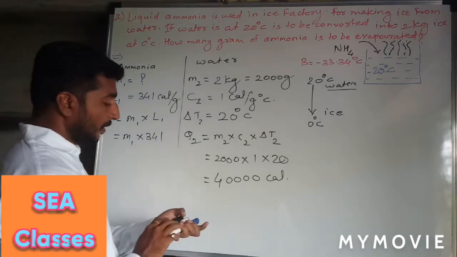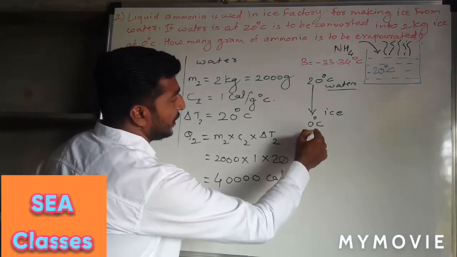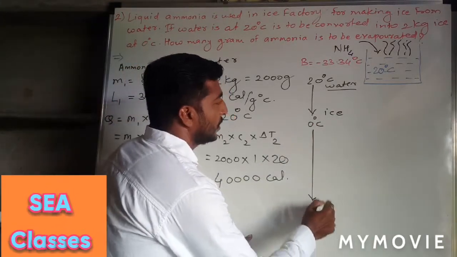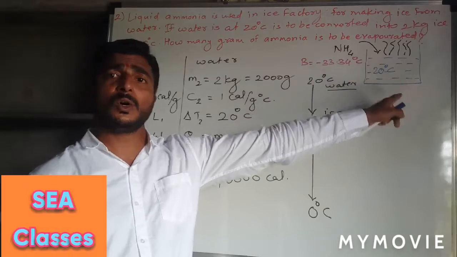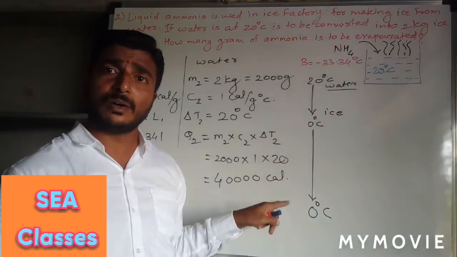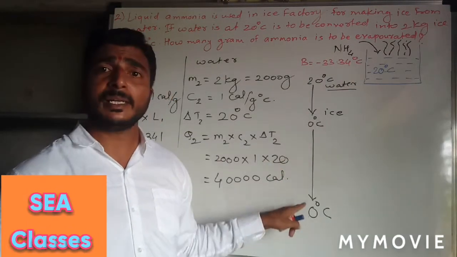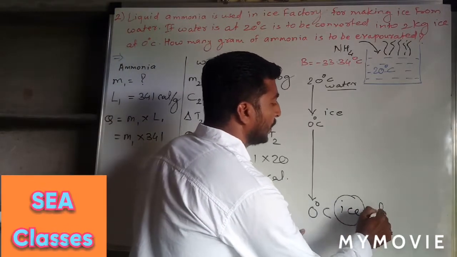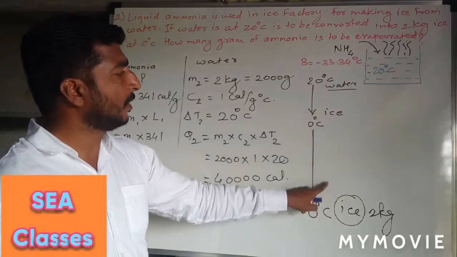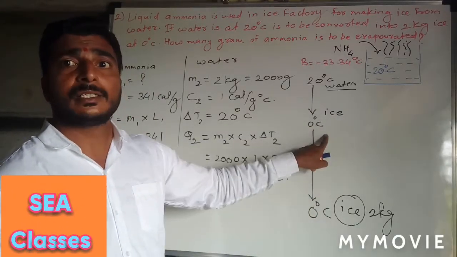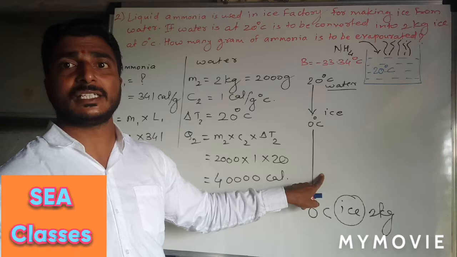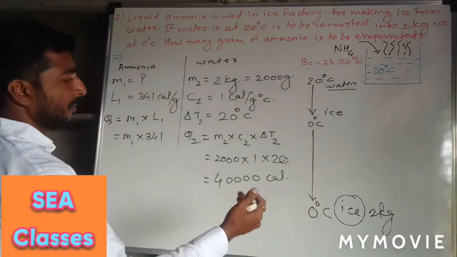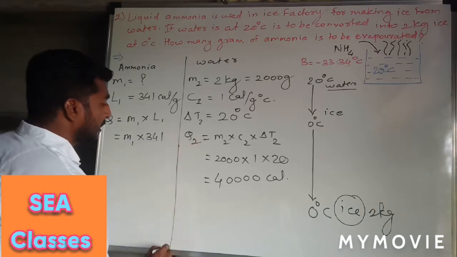Now the next step, what will happen? The water will continue changing into ice at 0 degrees, because until the whole water gets converted into ice, the temperature will remain constant. So here will be ice of 2 kg. From this stage to this stage, there is a constant temperature because the state is changing here. And since the state is changing, the heat will be absorbed there.